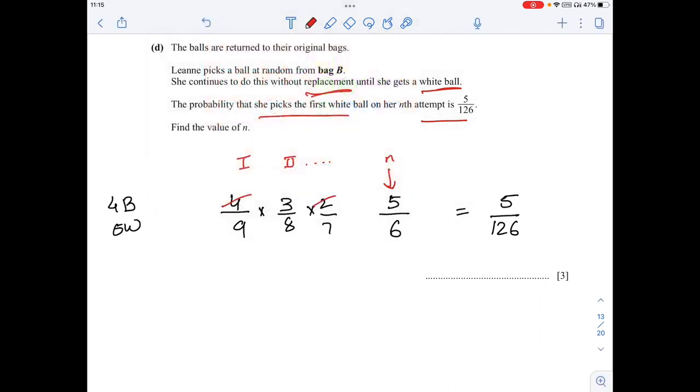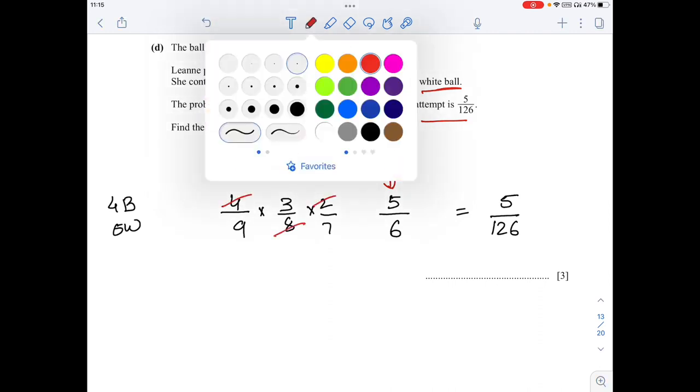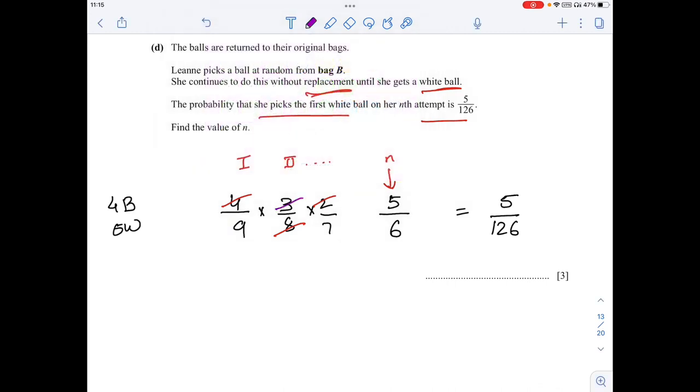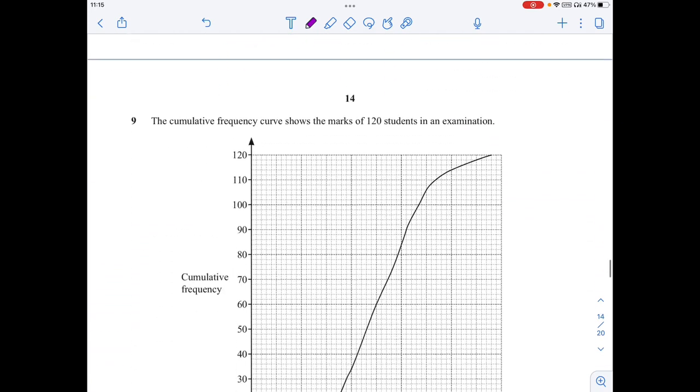4 times 2 is 8, 8 gets cancelled. Then 3 times 1, 3 times 2, yes, it is 5 upon 9 times 7 is 63, 63 times 2 is 126. So therefore it is first time, second time, third time, and fourth time. So what is the value of n? n is going to be the value of 4.